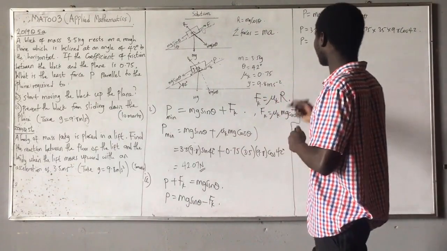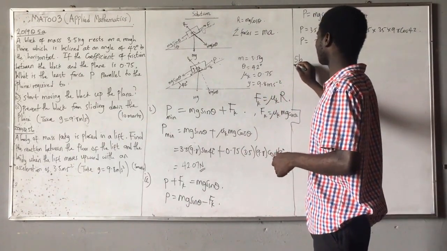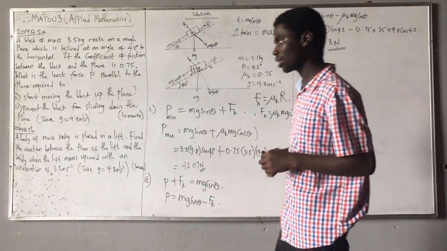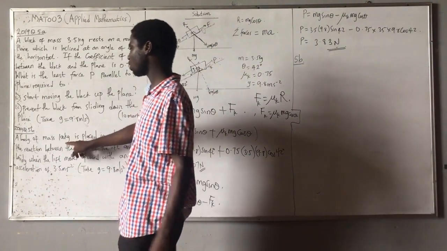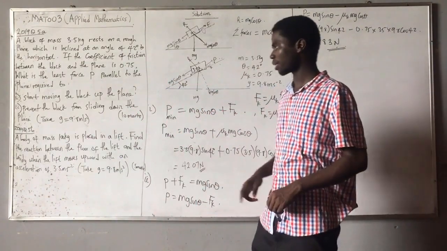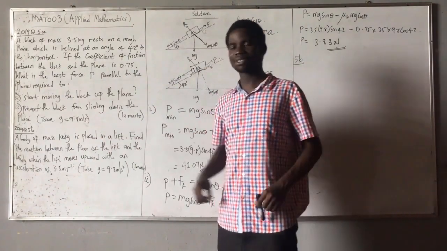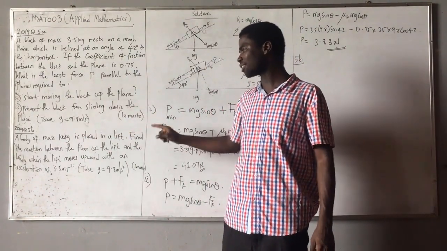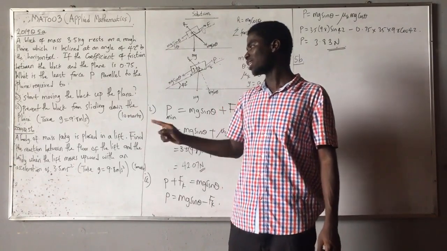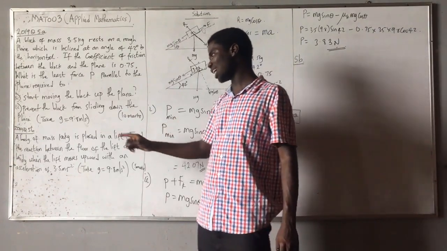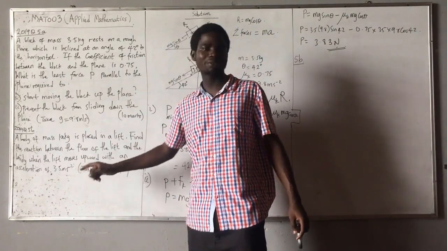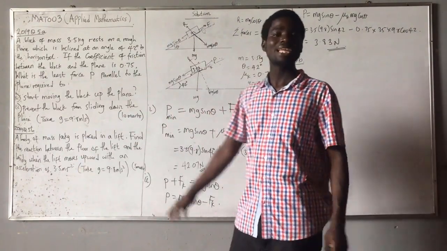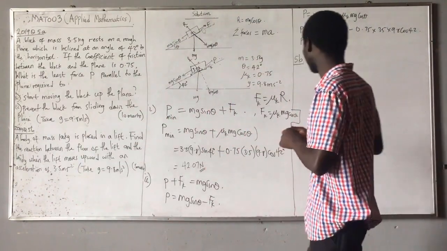Now, 2019 question 5B. Listen to the question. A body of mass 100 kg is placed in a lift. Find the reaction between the floor of the lift and the body when the lift moves upward with an acceleration of 3.5 meters per second square. Take G to be this. Now let me show you.